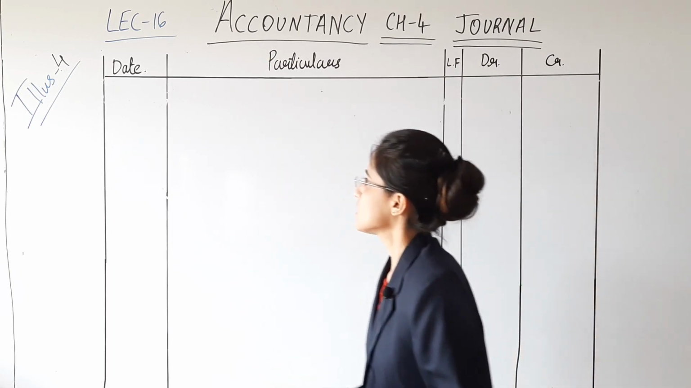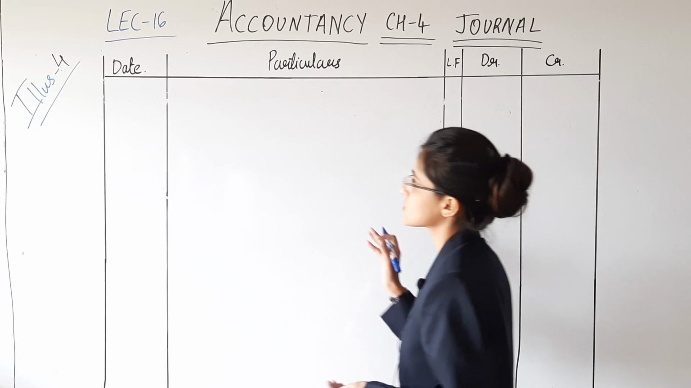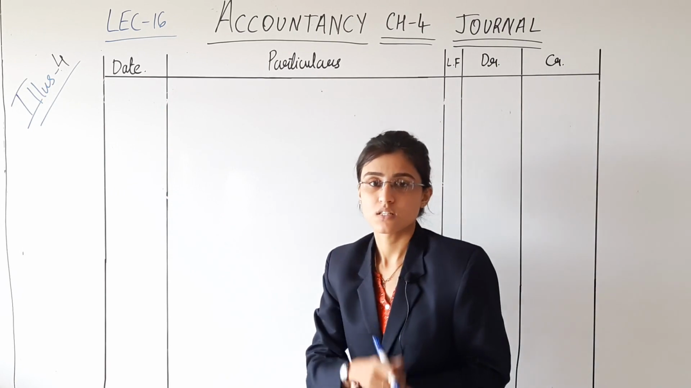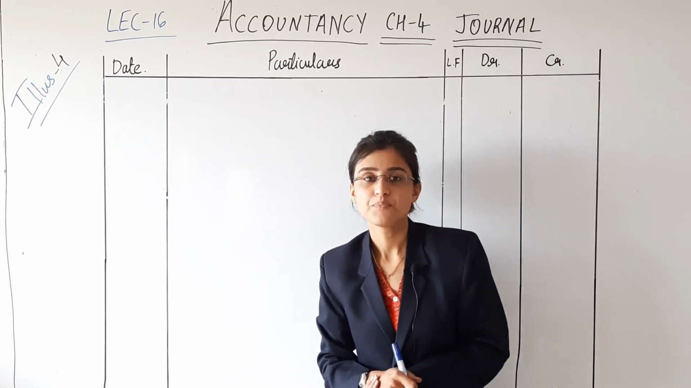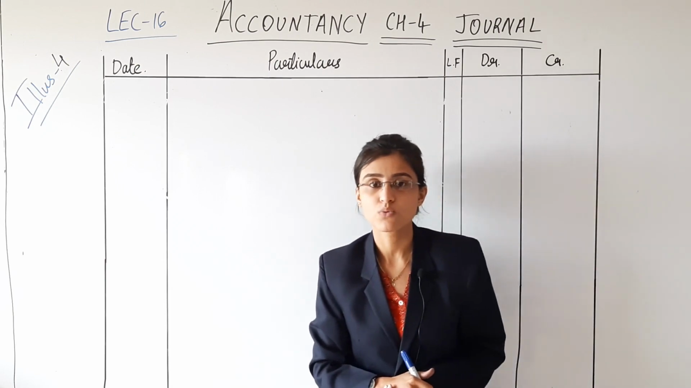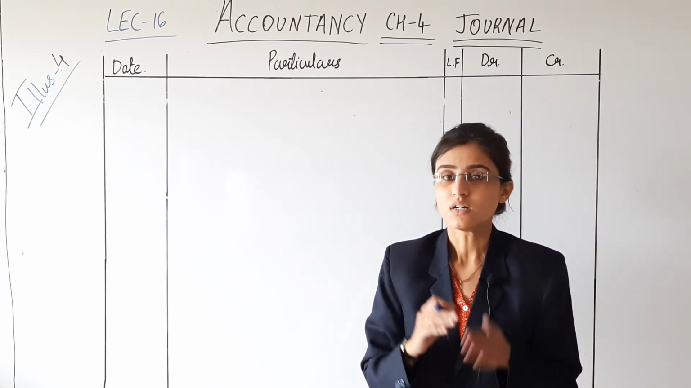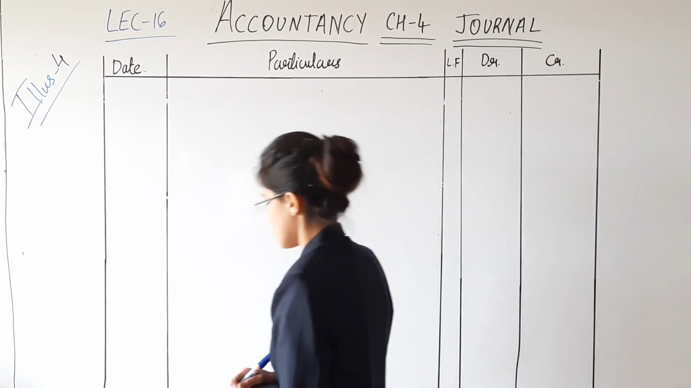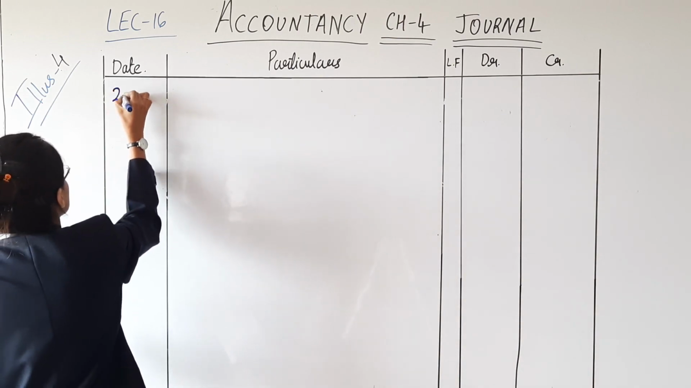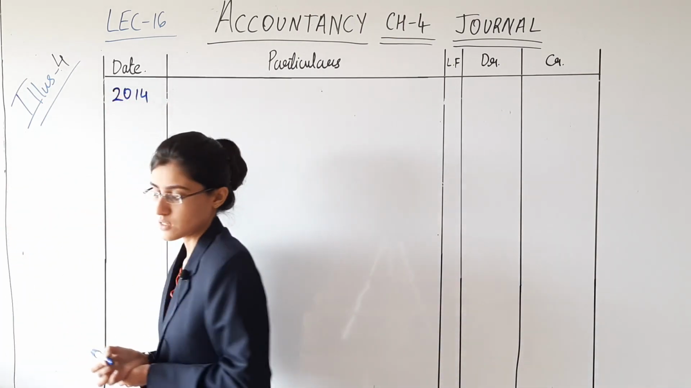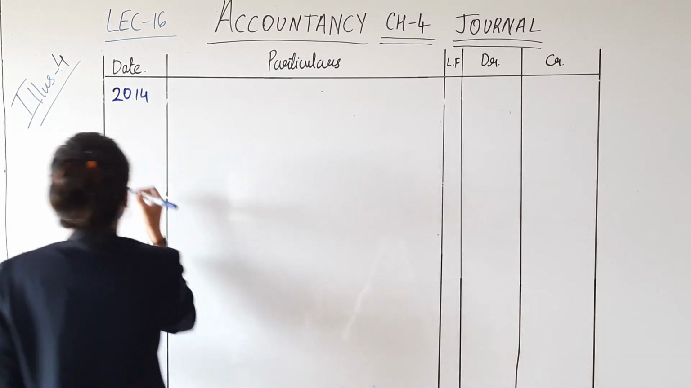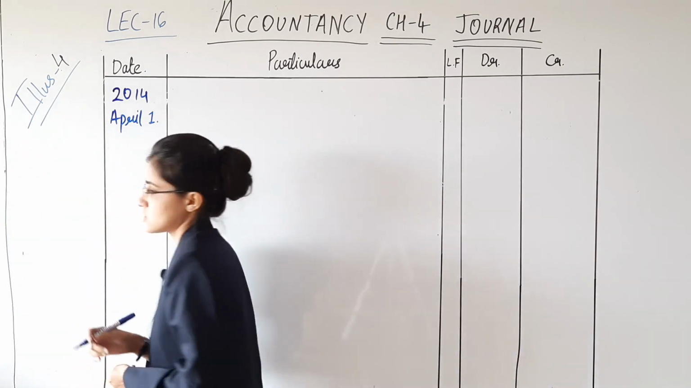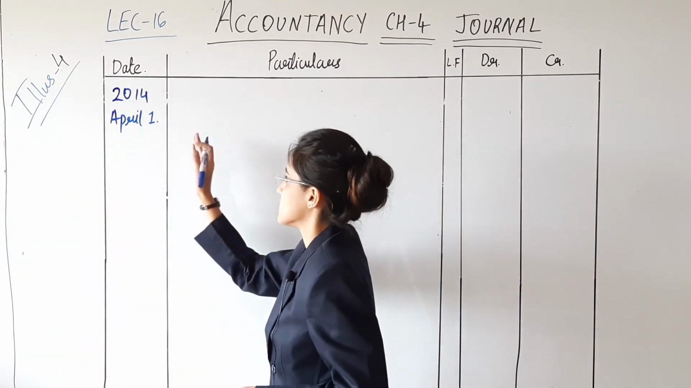Firstly, as you can see, I have prepared a format on the board. This is illustration 4. You are going to write down the heading, journal entries in the books of so and so, the way I have instructed, and we are not going to write down narration. We are only going to understand how to write down journal entries. So firstly, I will be writing down a year, 2014. Then the month, it is April, and April 1st, year, month and the date.